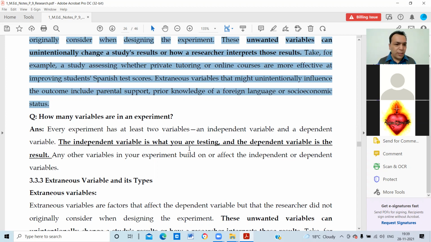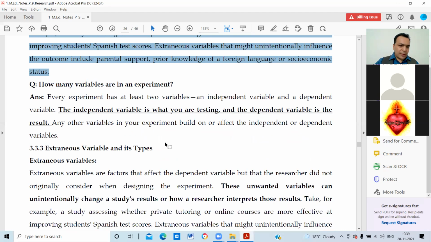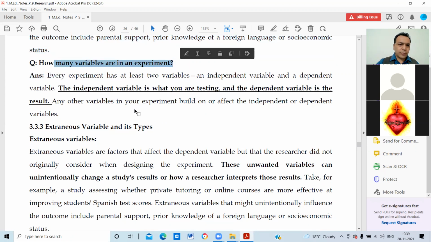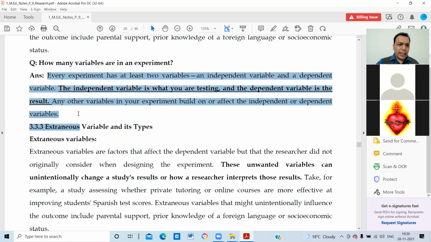And sometimes we forget. Okay, next there is one small question I have given: how many variables are in an experiment? Sometimes this question occurs. So guys, only remember, every experiment has at least 2 variables. Okay, this is called a research problem. Otherwise, if there are not 2 variables in your statement, that statement is called only a statement. That statement is never called a research problem.